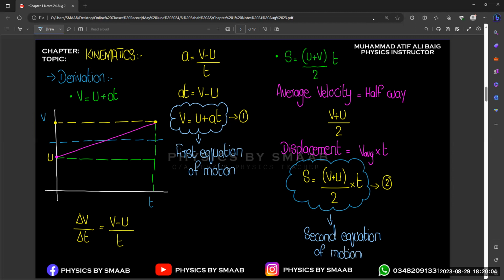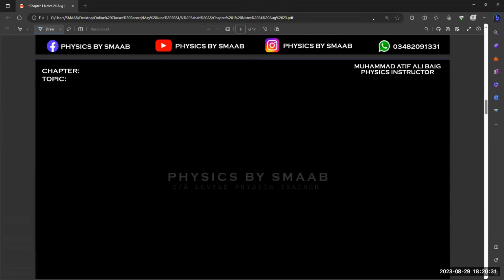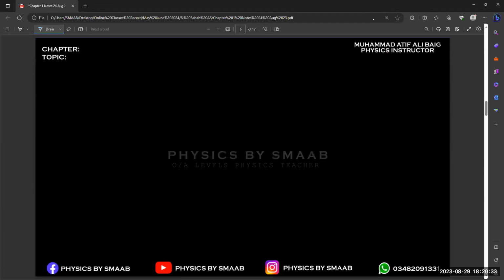So there are only two equations? No, there is one more equation. Basically there are three equations of motion, right? Initially at IGCSE level we only studied Newton's second law and the formula of acceleration, but this time we have to solve motion with advanced applications. So that's why we need to derive some advanced equations to solve your problem. So basically your third equation will be like this.